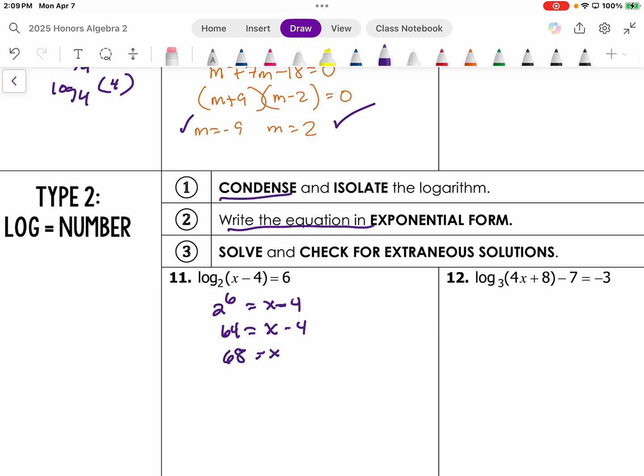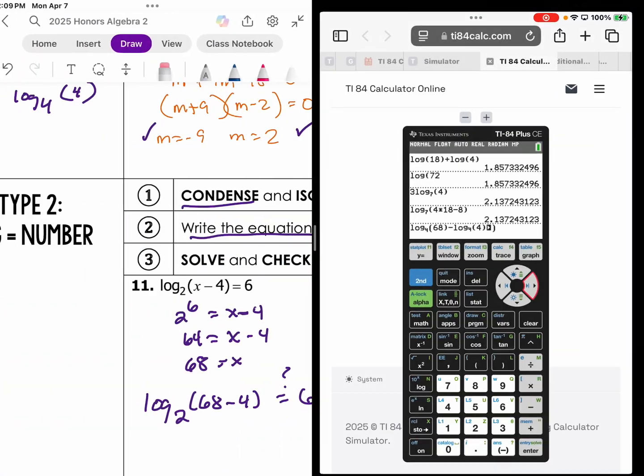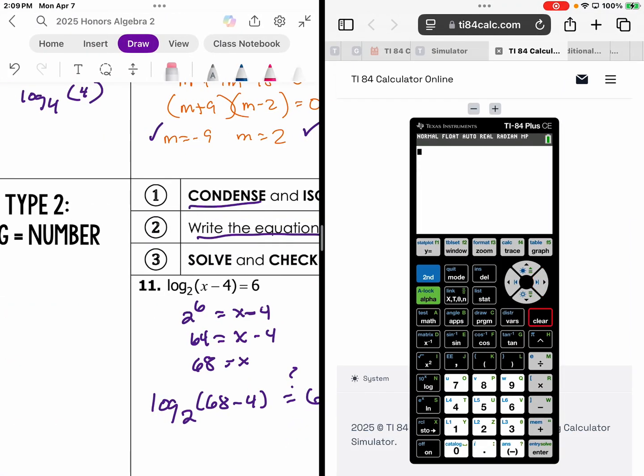And then again, I should always check. Is log base 2 of 68 minus 4, does that equal 6? All right, let's use the calculator. All right, so alpha window, option 5, log base 4 of 68 minus 4, as I'm about tapped out for the day.